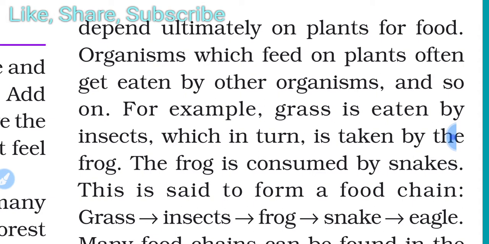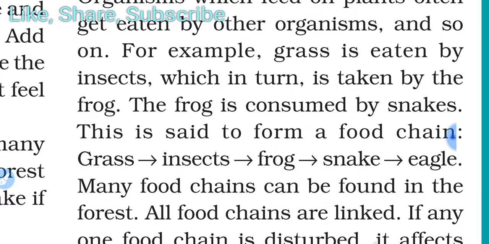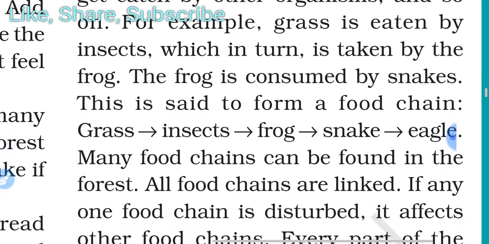This you already read in your class 6 also. For example, grass is eaten by insects, which are taken by the frog, which is consumed by snakes. So this is said to be a form of food chain: grass, insect, frog, snake, and eagle. Grass is eaten by insect, insect is eaten by frog, frog is eaten by snake, and snake is eaten by eagle.